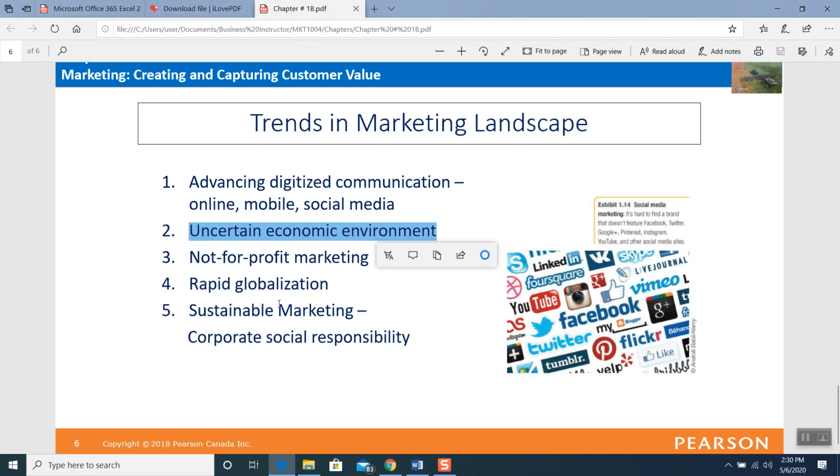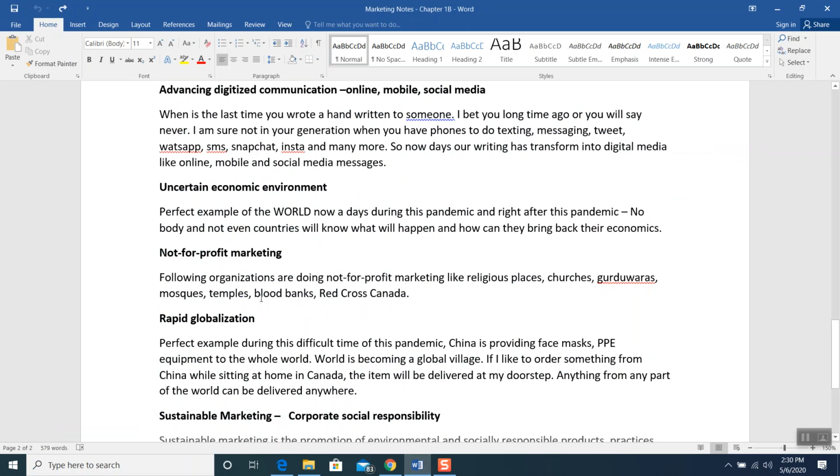Next one, not-for-profit marketing. The following organizations are doing not-for-profit marketing, right? Religious places, for example churches, gurdwaras, mosques, temples, blood banks, Red Cross Canada, all do not-for-profit marketing. Guys, they're not asking for money to make money or profit. So these are all called not-for-profit organizations. A quiz question in here and also an exam question in here.